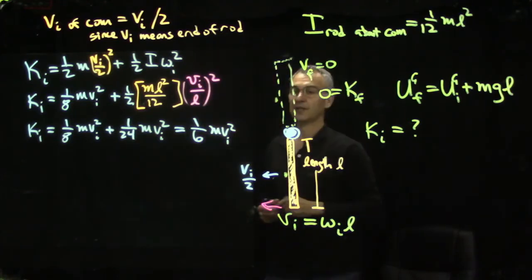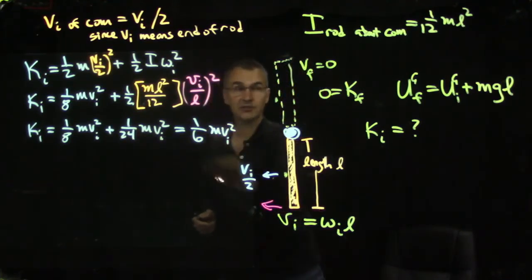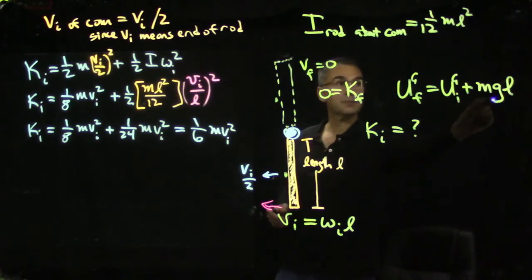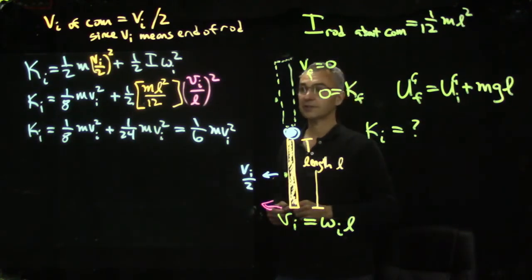4/24 is 1/6 mv initial squared. That all seems pretty tricky, but I guess it would get you an answer. You'd say 1/6 mv initial squared must equal mgl, and then I guess you're done. Let's see if we can analyze it a different way.